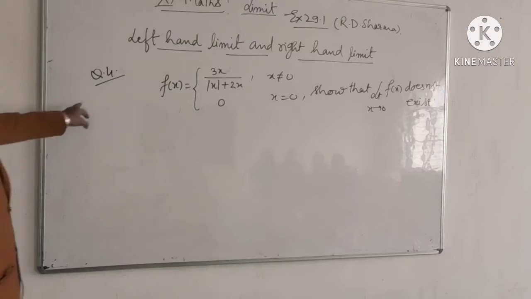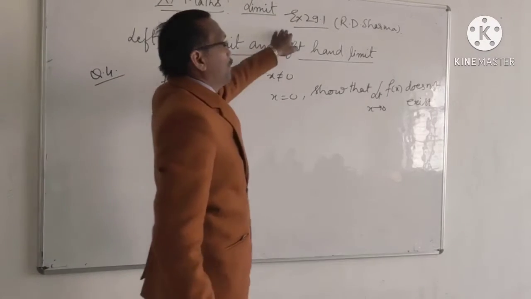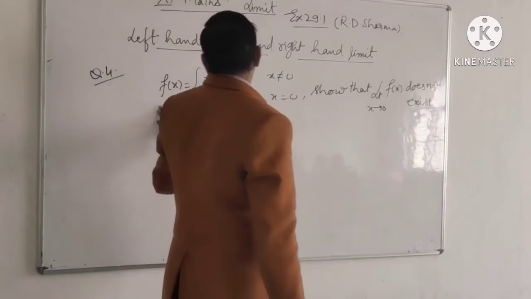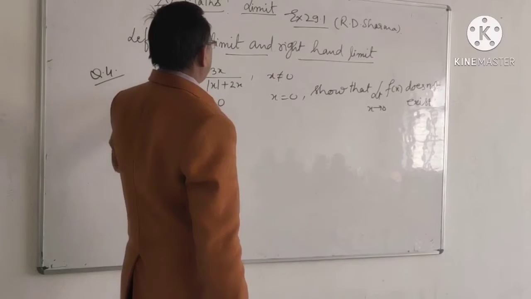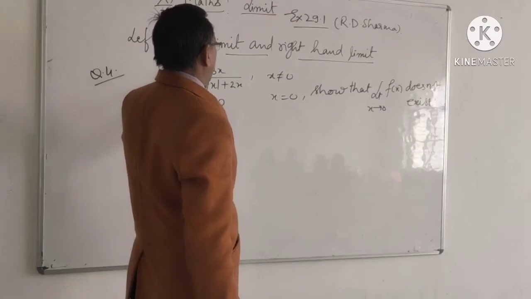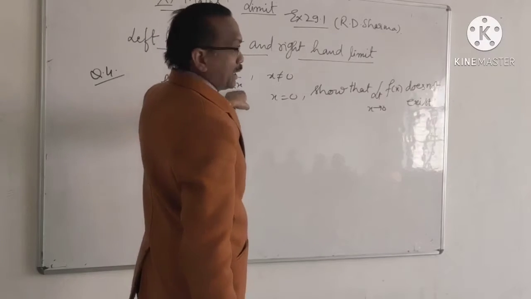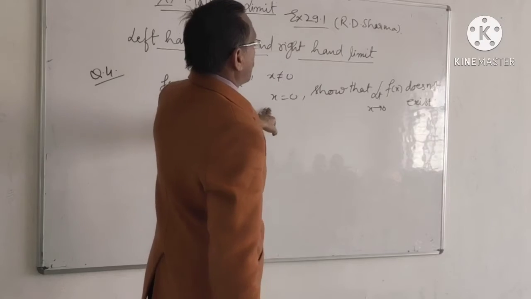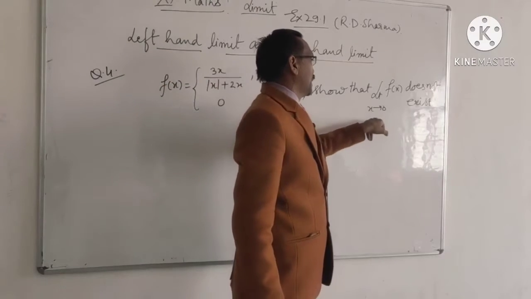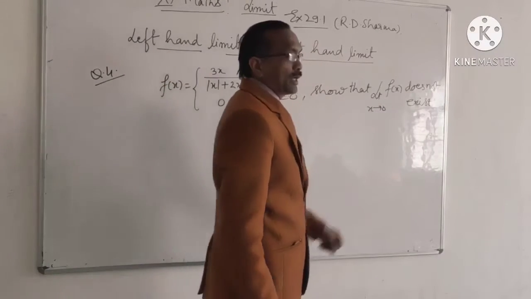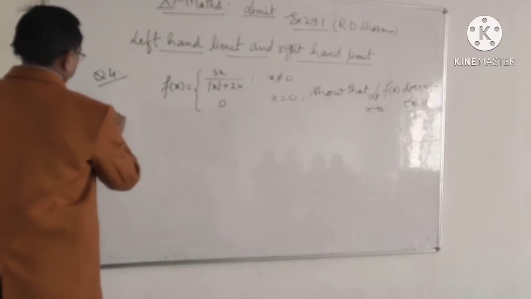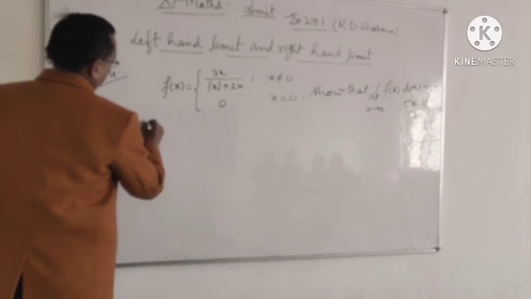Student, now it is question number 4 from exercise 29.1, R.D. Sharma. f(x) is given here as 3x upon mod x plus 2x when x is not equal to 0, and it is 0 when x equal to 0. We have to show that limit x tends to 0 of f(x) does not exist. So for the solution, first of all we will find the left hand limit.